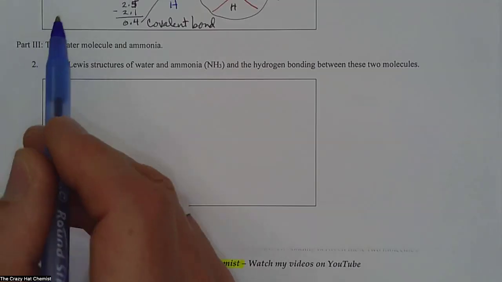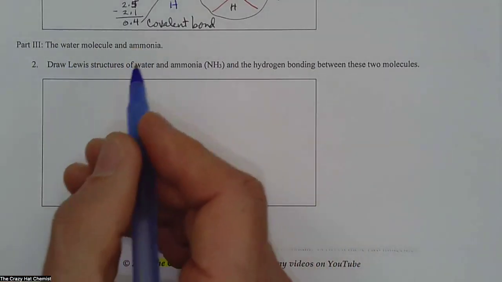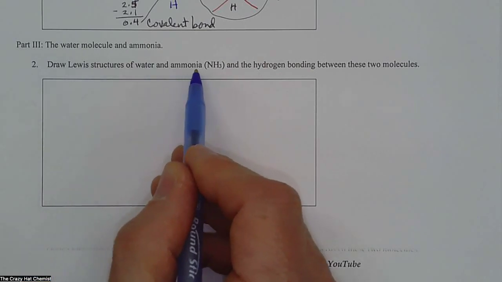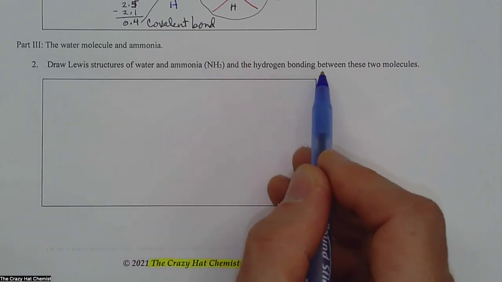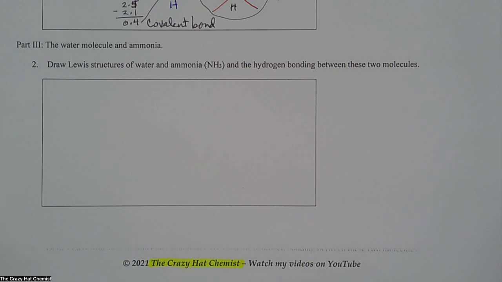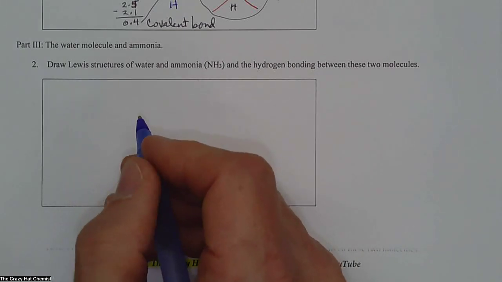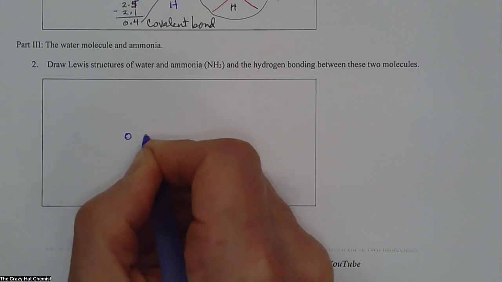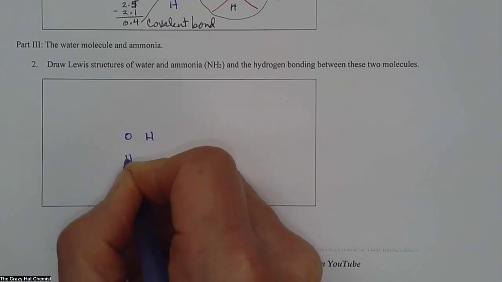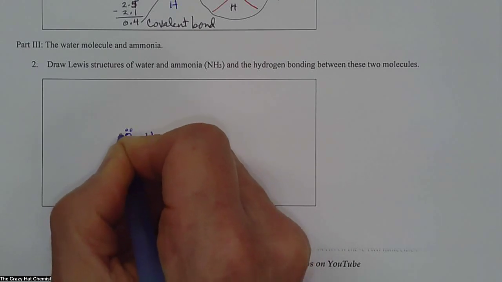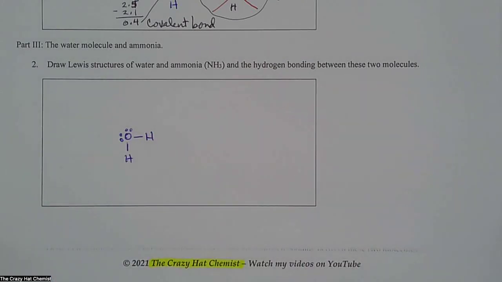Part number 3, the water molecule and ammonia. Number 2, we're going to draw Lewis structures for water and ammonia and the hydrogen bonding between these two molecules. So we're going to draw ammonia and we're going to draw water, just like what we have done before. That's going to be oxygen, hydrogen, hydrogen, and we're going to have 2 sets of lone pairs of electrons on that oxygen right there.